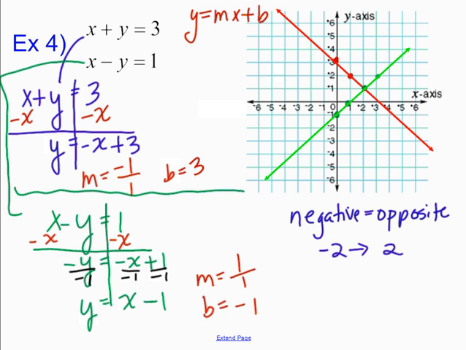Okay. And we have to remember that our answer is always an ordered pair. So we need to find out, what is this ordered pair? This pair, this location right here, is +2, +1. That's the solution to this system.